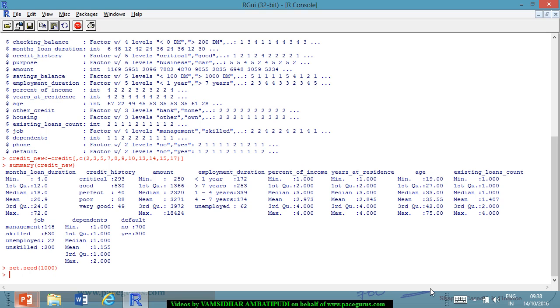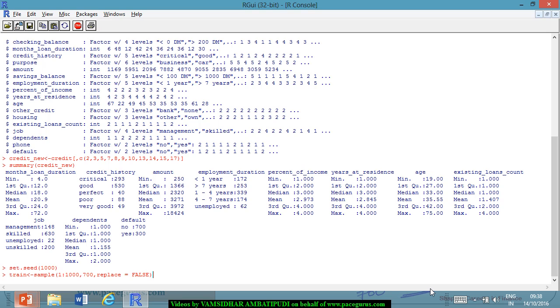With this seed of 1000, I am creating train as a variable which will randomly pick out some 700 values out of the 1000. For that I am using the sample function, where I am saying from the chits numbered 1 to 1000, pull some 700 of them, which is 70%, with replace equal to false, which means don't repeat the number again and again.